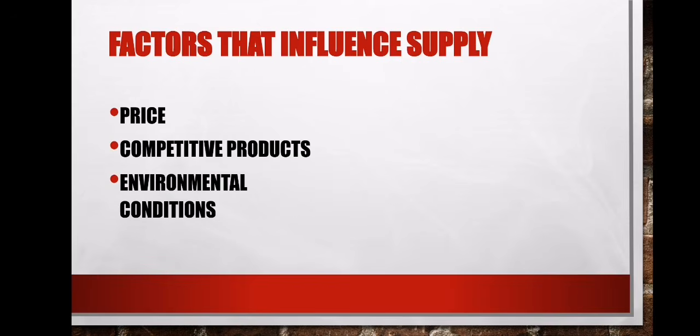Environmental conditions, we can talk about weather conditions, we can talk about pests and diseases. They do affect supply. You find that the crops of the farmer are affected by what? By diseases. Then the farmer will not be able to supply to what? To the market.